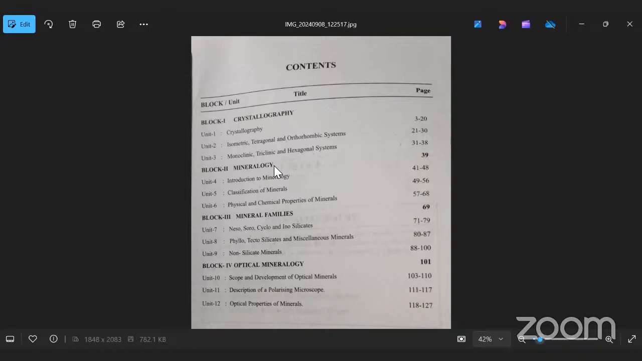the description of a polarizing microscope. Here we see the polarizing and non-polarizing minerals. Some of the minerals we can see under natural light, and some of the minerals we can see in polarized light. So here we will study the reflection of those minerals, and sometimes we see double refraction of minerals, and some of the minerals do not show their properties in the presence of double refraction. So what is the differentiation there? Just we can see.